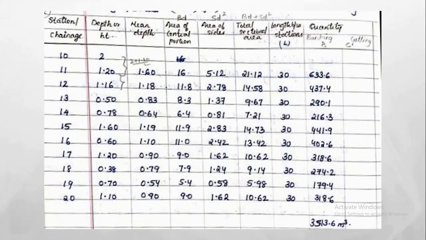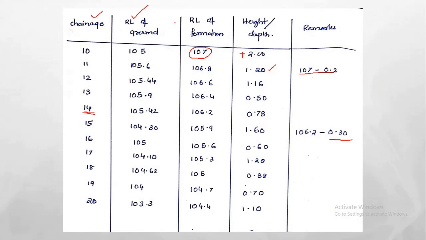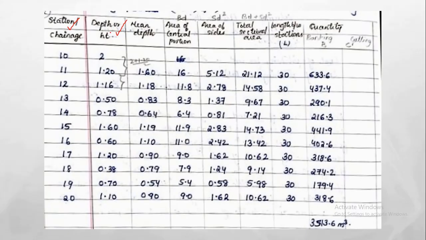Okay, so this is the next table. In this column we already have 10, 11, 12 up to 20. This height or depth value was obtained from the previous table; this value is entirely copied to this column. And the third column is mean depth. So we need to calculate the mean depth between the 10th and 11th chainage. So what is the mean?